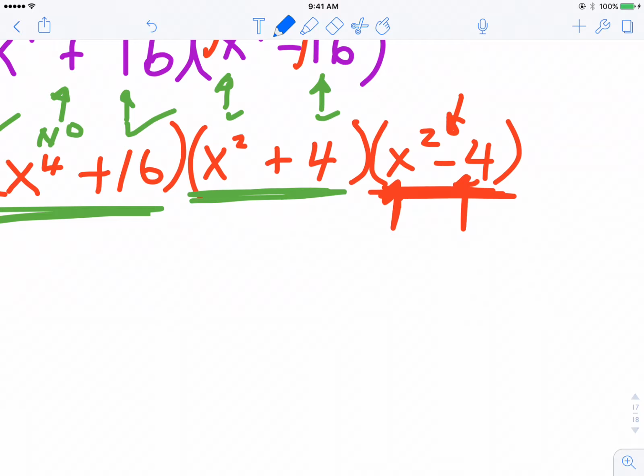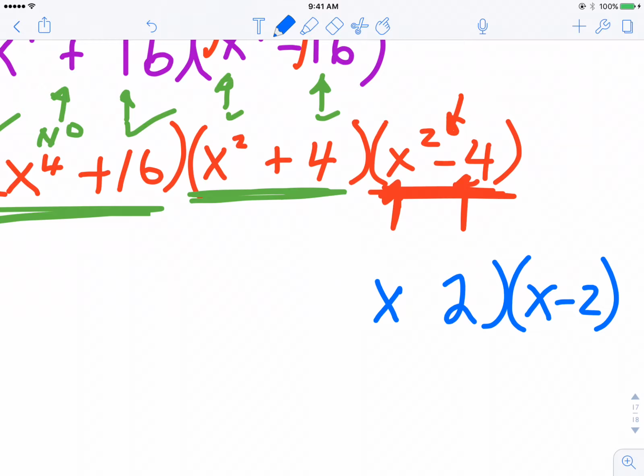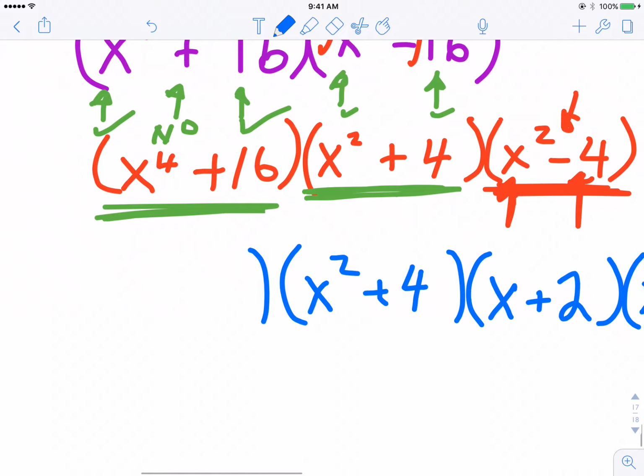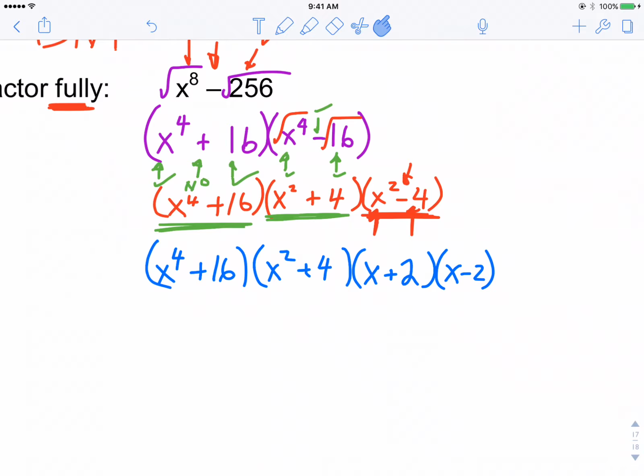Square root of x squared is x. Square root of 4 is 2. One's going to be plus, one's going to be minus. But don't forget all of the other factors that I've taken out before. Multiple step factoring question.